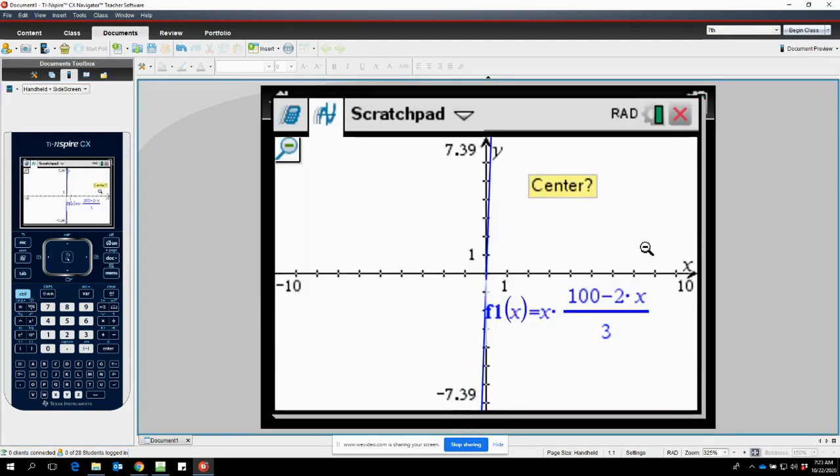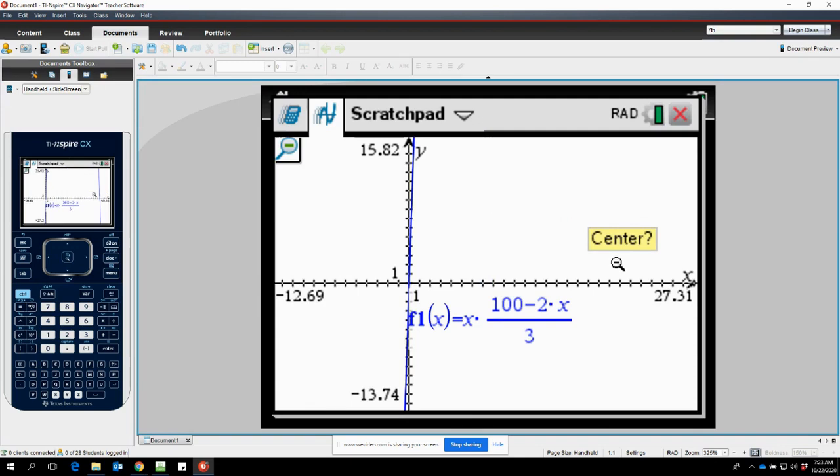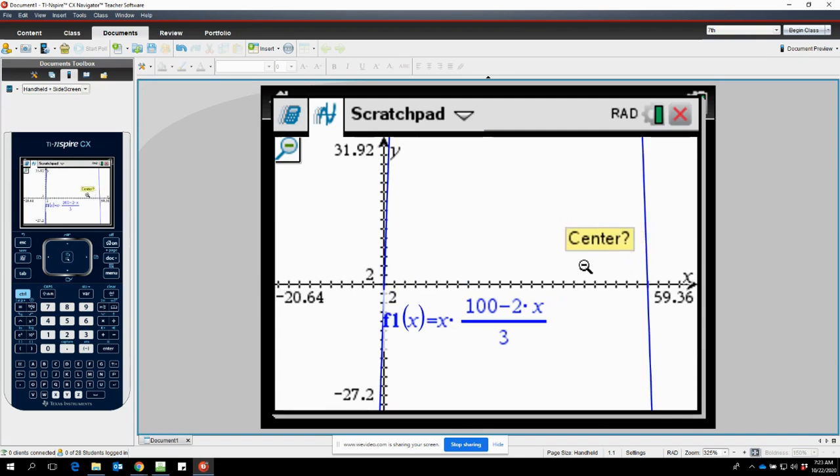That's what I start with first. Press enter, press enter. Okay, at this point, let me hit escape. So I like my X window because I can see the parabola going up and then coming back down in the X direction, but my Y window is not big enough.